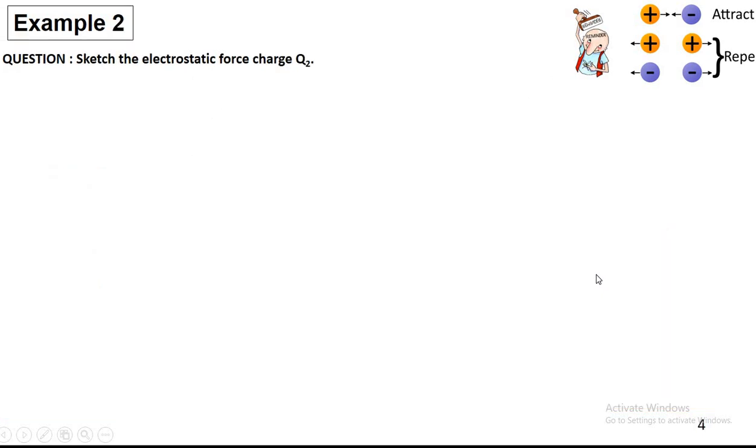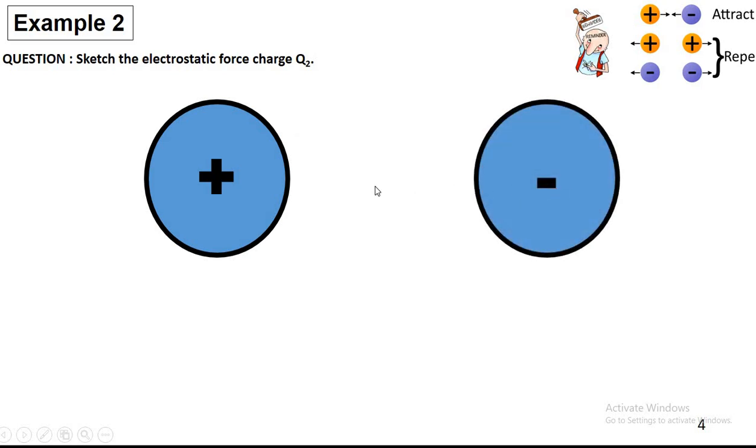Next, second example. How to sketch the electrostatic force acting on Q2 only. Now you have two charges which have opposite signs. Q1 is positive, Q2 is negative, separated apart by R. Now you must draw the force acting on Q2 only to the left, because the charges have opposite signs. The force is called an attractive force.